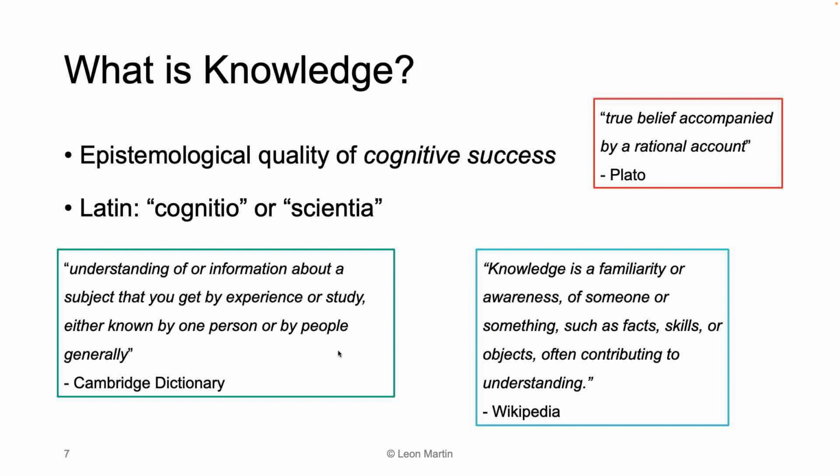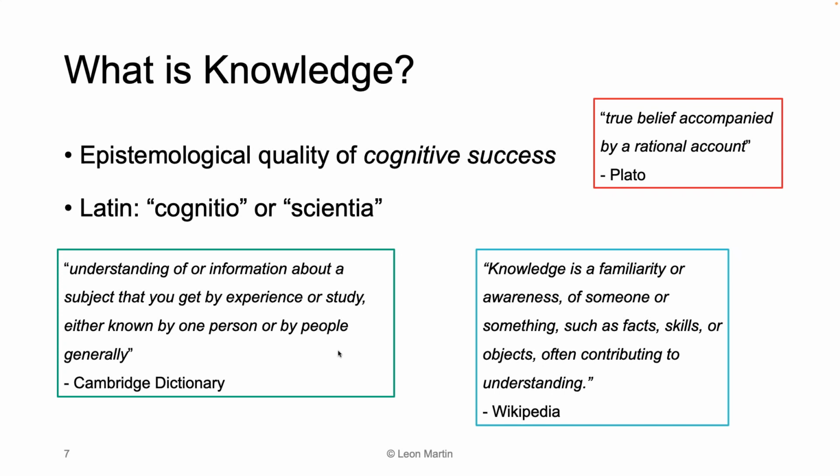And the first thing, you Google knowledge, and you come to different definitions. It's a kind of epistemological quality of cognitive success. So how cognitions are formed or memories are formed, basically, and you can translate knowledge back to Latin to two words, cognitio or scientia. So you can translate it back and then distribute it to two fields, one in psychology and one in science, basically.